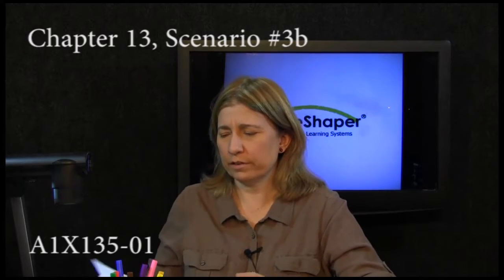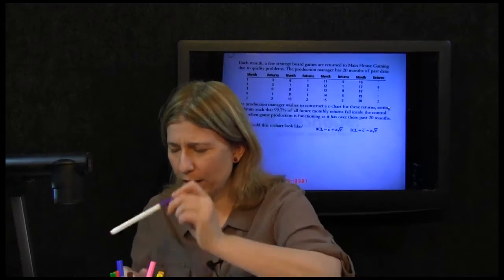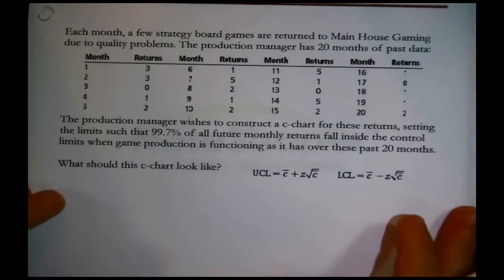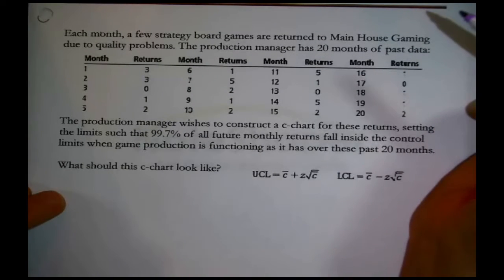C charts are used to monitor the number of occurrences of something of interest. The C in C chart stands for count because that's what you're doing. You're simply counting something that is of interest to you. Now, let's take a look at this scenario.